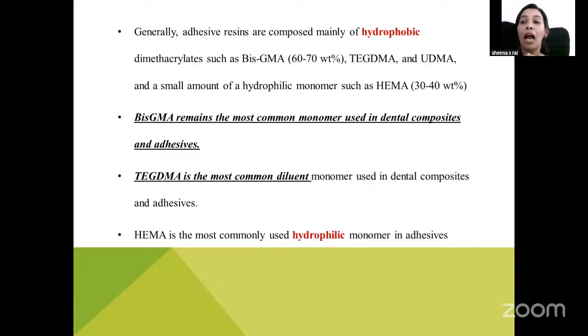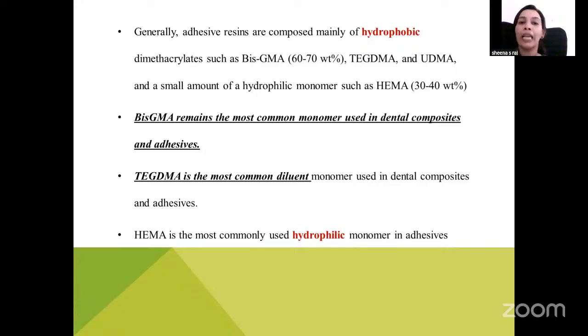That is the hydrophilic and hydrophobic material that is actually seen in a resin matrix. Next important question: which is the most common monomer seen in dental composites? It is BIS-GMA. BIS-GMA is the most common monomer, and TEGDMA is the most common diluent monomer. We know that TEGDMA is often used to regulate the viscosity of a particular material. So TEGDMA is used as a diluent in a monomer.